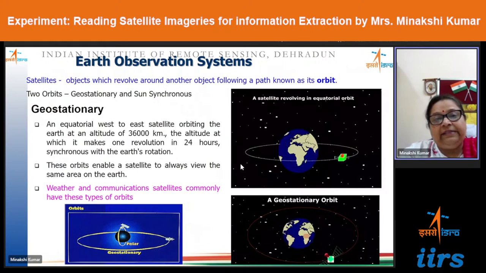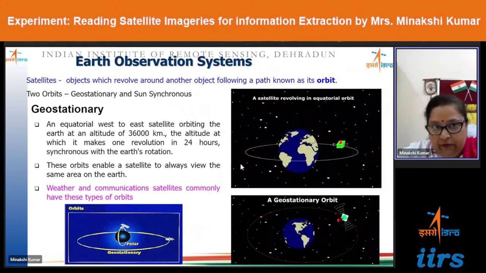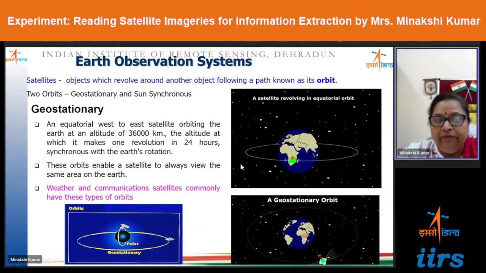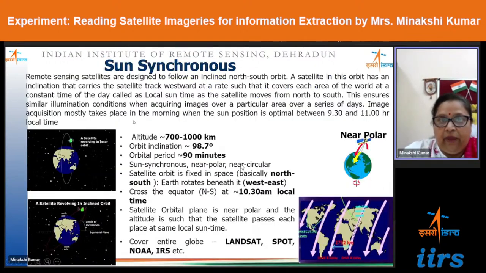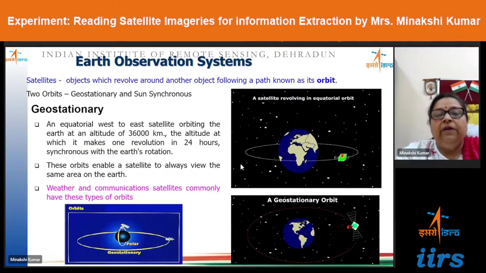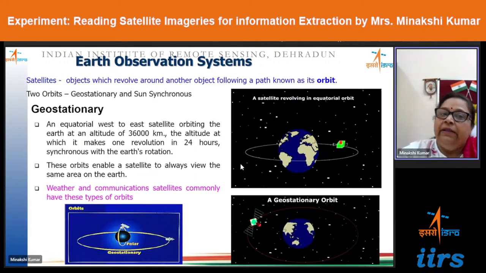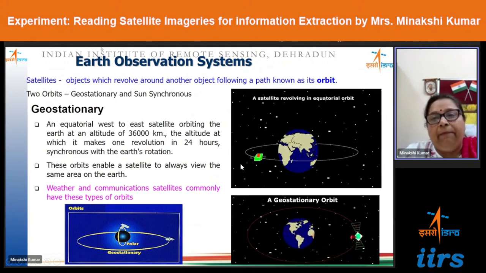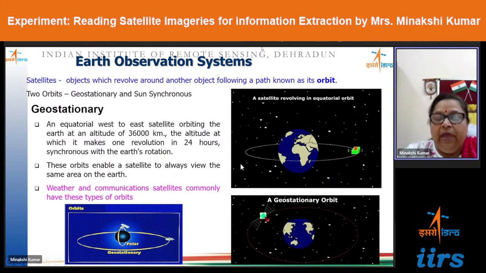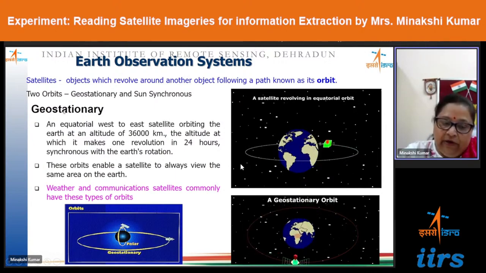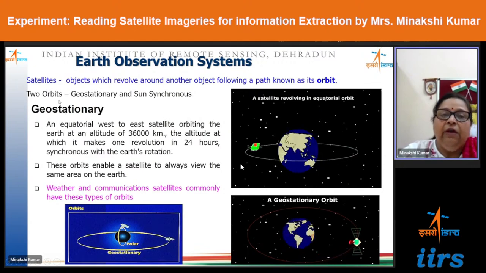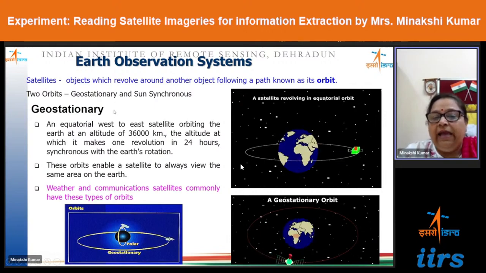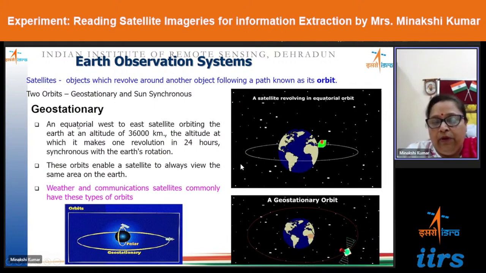Now, we said there are satellites which are orbiting around the Earth. So there are two kinds of satellites which can orbit around the Earth. So satellites, all of you know, they are objects which revolve around another object following a path which is known as orbit. For remote sensing, for the Earth observation, we are mainly having two kinds of orbits, geostationary orbits and sun-synchronous orbits or polar orbits.